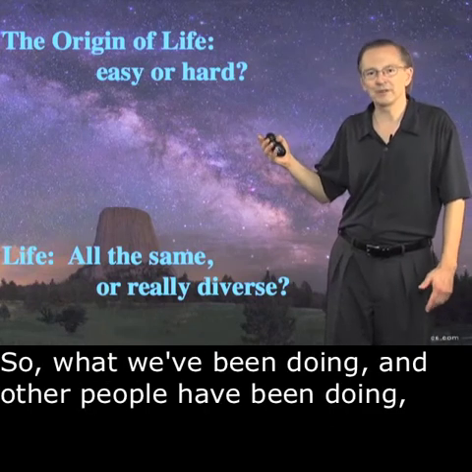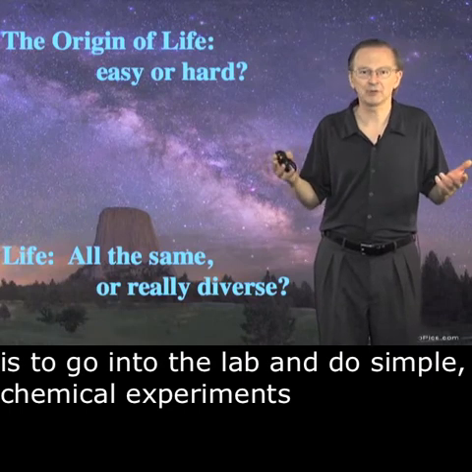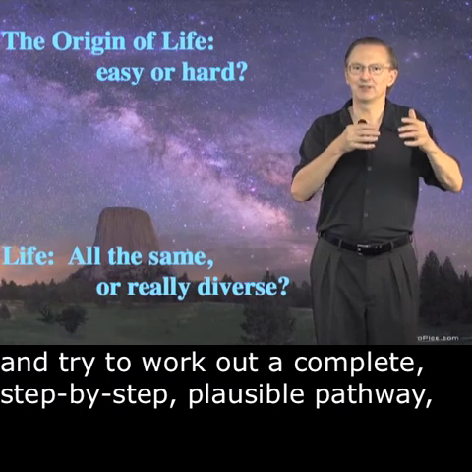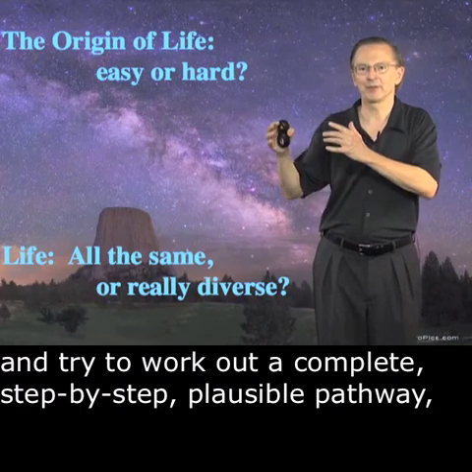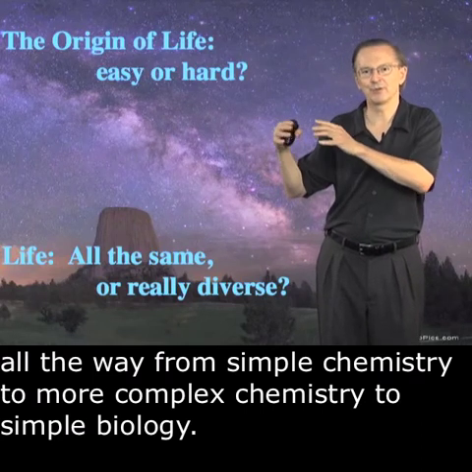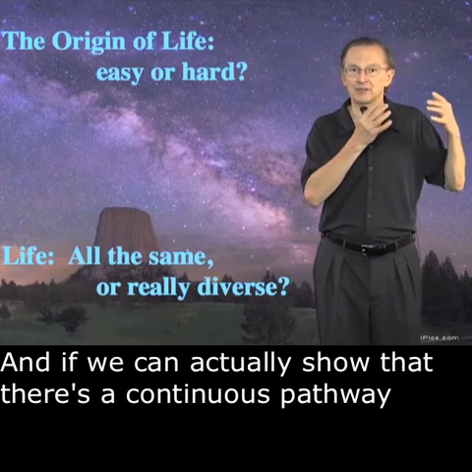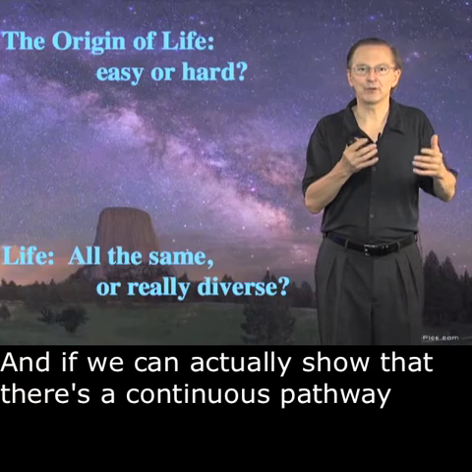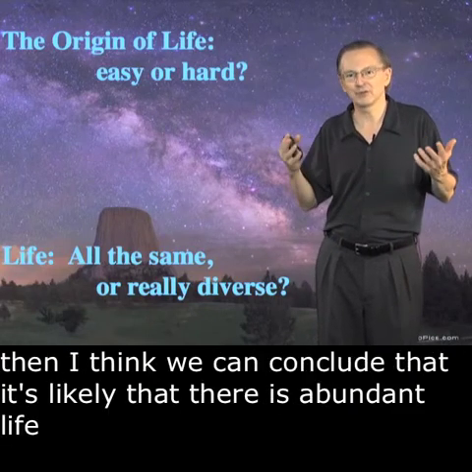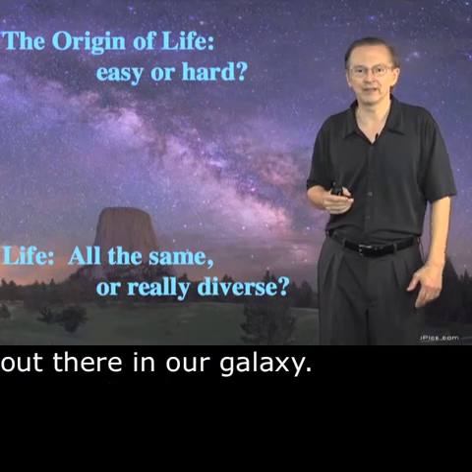So what we've been doing, and other people have been doing, is to go into the lab and do simple chemical experiments and try to work out a complete step-by-step plausible pathway all the way from simple chemistry to more complex chemistry to simple biology. And if we can actually show that there's a continuous pathway with no super hard steps along the way, then I think we could conclude that it's likely that there is abundant life out there in our galaxy.